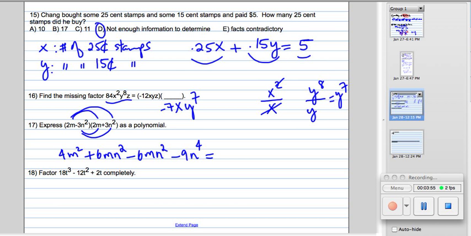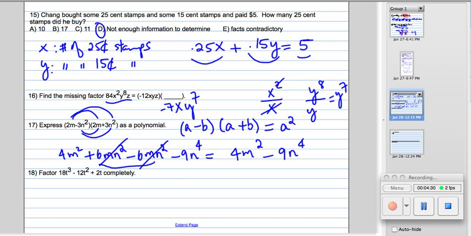Okay, now we are going to combine like terms. Let's see, do we have any like terms? These two, they cancel each other out. So we're left with 4m squared minus 9n to the 4th. What we could have noticed from the very beginning is that we're multiplying something similar to a minus b times a plus b, and that always multiplies to give us a squared minus b squared. That's a difference of 2 squares.